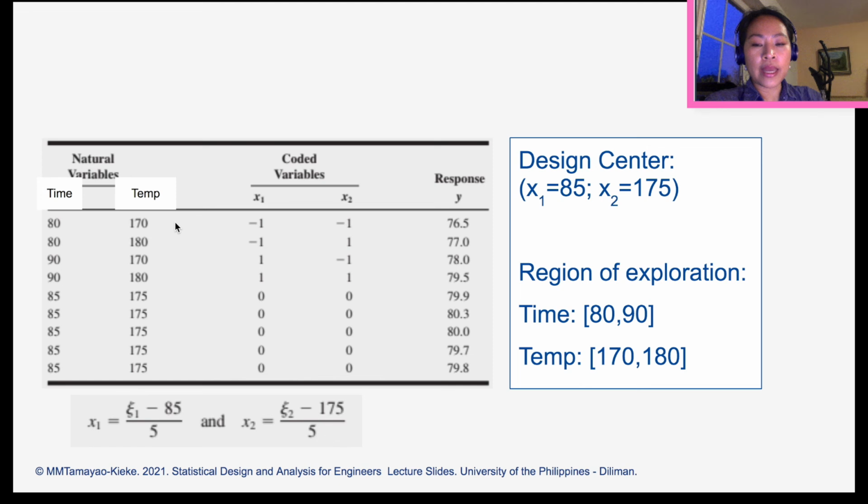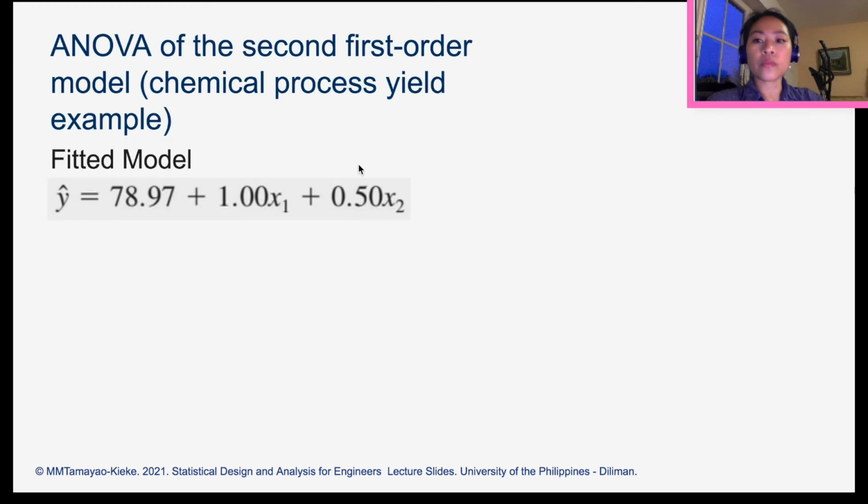And to make it easier computationally, we code the variables. So we have x1 and x2 here. x1 is equal to this, x2 is equal to this. This is time and this is temperature. Suppose that these are the responses that we observed at these treatment combinations. We now obtain another fitted model using the usual method for analyzing 2 to the 2 factorial design, and represent the findings using a regression model as shown here.